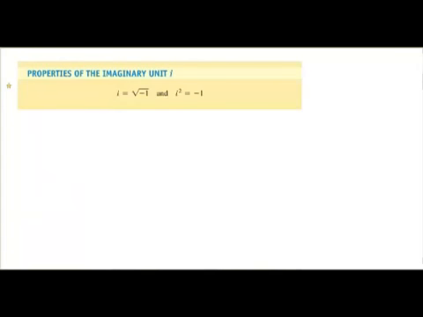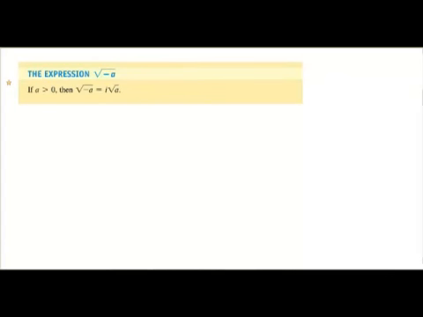Properties of the imaginary unit i. i is the square root of -1, and i squared is -1. The expression the square root of -a: if a is greater than 0, then the square root of -a is going to be equal to i times the square root of a.